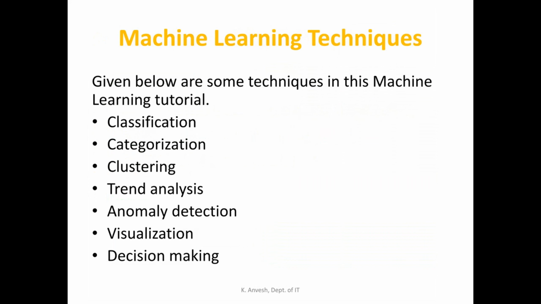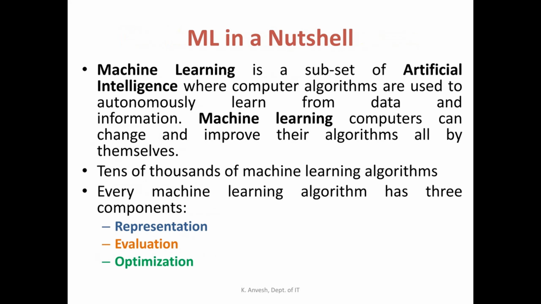Machine learning techniques given below are some techniques in this machine learning tutorial: classification, categorization, clustering, trend analysis, anomaly detection, visualization, decision making. ML in a nutshell: machine learning is a subset of artificial intelligence where computer algorithms are used to autonomously learn from data and information. Machine learning computers can change and improve their algorithms all by themselves. There are tens of thousands of machine learning algorithms.